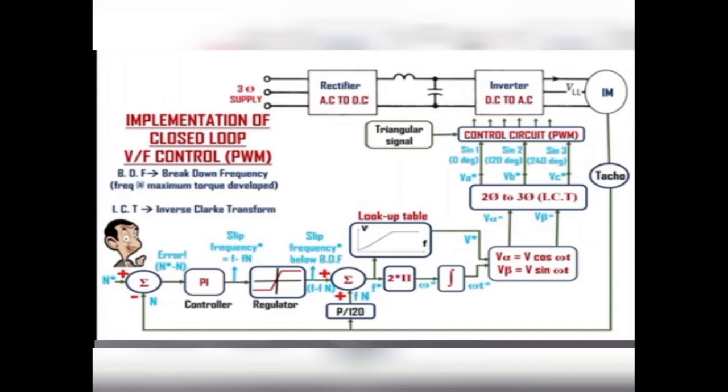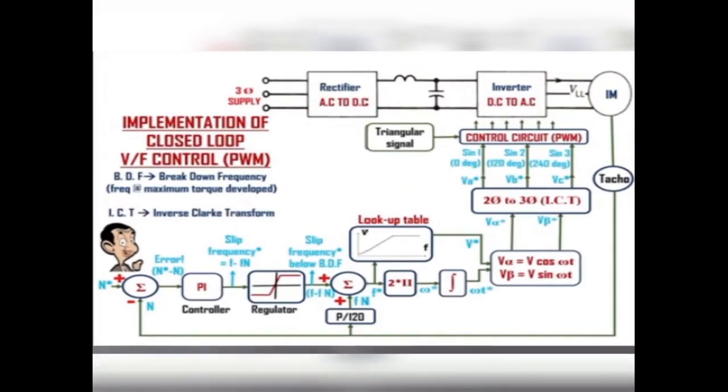Next, this slip frequency is regulated using a slip regulator that restricts the operation below the breakdown frequency, at which maximum torque is developed in the induction motor. Now the slip frequency is added to the rotor speed frequency Fn, which we get by multiplying the rotor speed with P divided by 120. So we get the desired frequency F star.